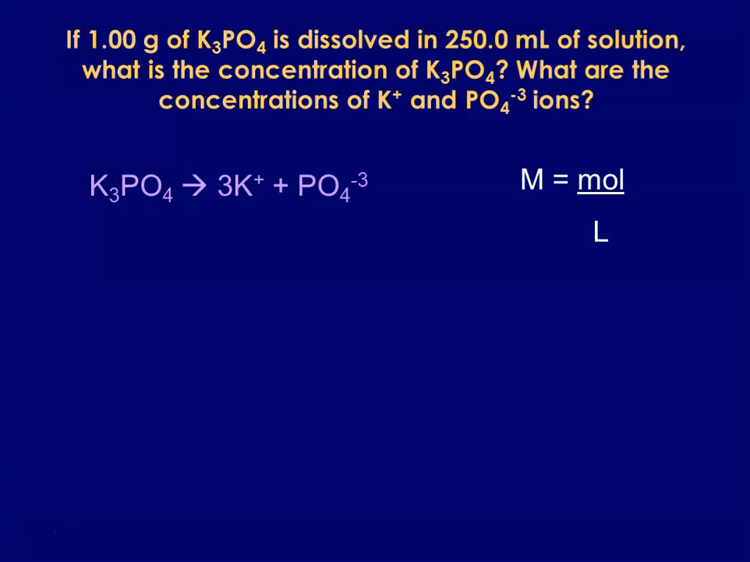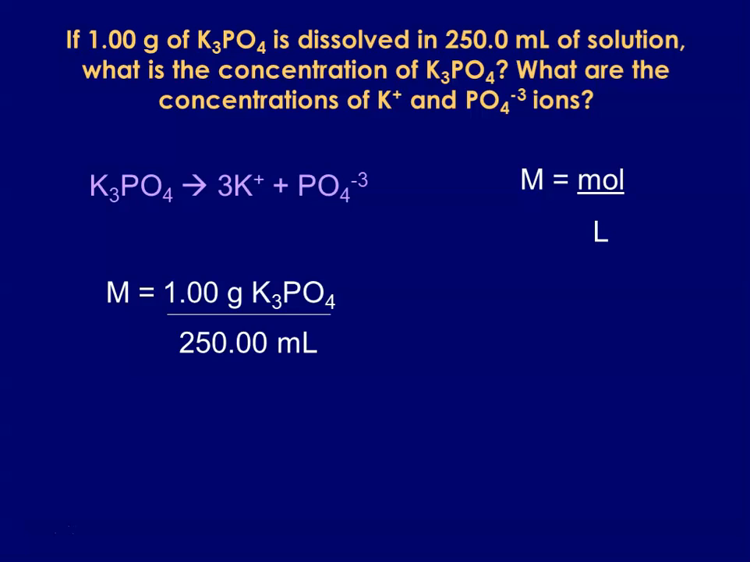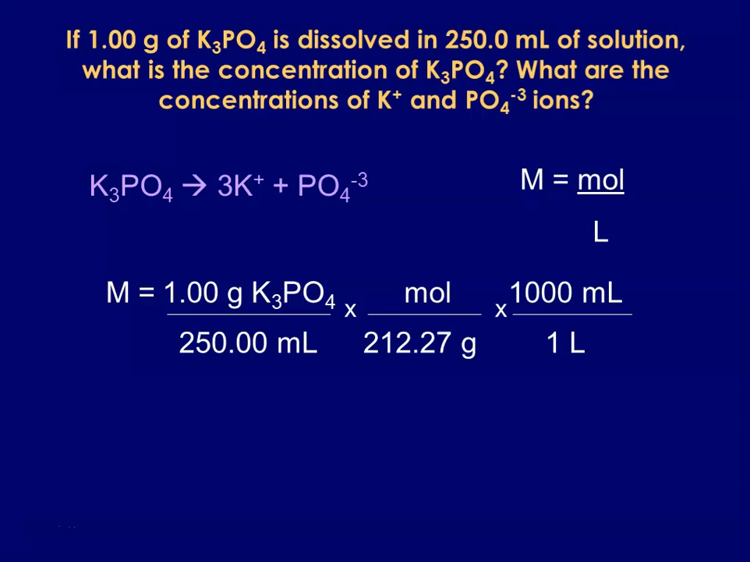So this is going to be set up similar to what I did with the last one. Again, you can do the 2 pieces separate and then substitute them into your molarity equation. But I'm going to take the grams of potassium phosphate, divide it by my volume, 250 milliliters, convert the grams to moles using the molar mass for K3PO4, and 1,000 milliliters per liter to convert my milliliters to liters. The grams cancel out, the milliliters cancel out.